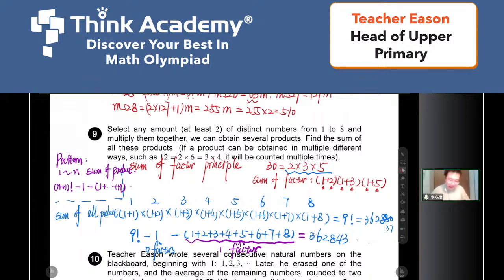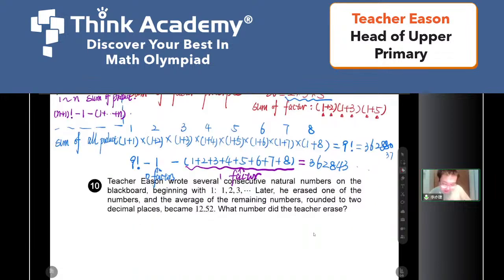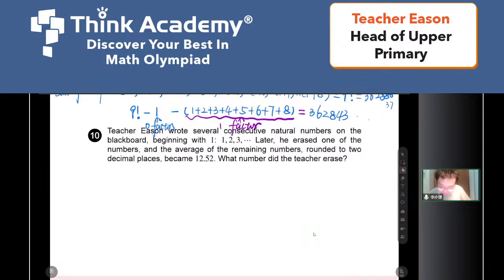Okay, now this is for question 9. And then we move to question 10. Question 10 is that if we write several consecutive natural numbers starting with 1, so it's 1, 2, 3 till the end, and then we erase one of the numbers. So the original is 1, 2, 3 till the end, and we erased one of the numbers. And then the average of the remaining numbers becomes 12.52. The point is, knowing this, what number did the teacher erase?